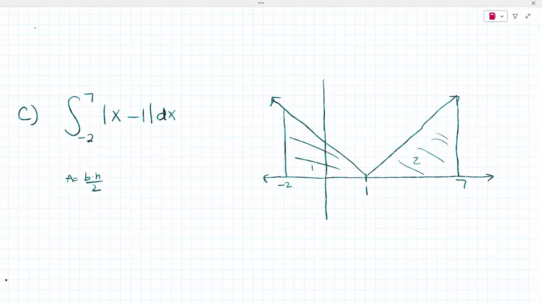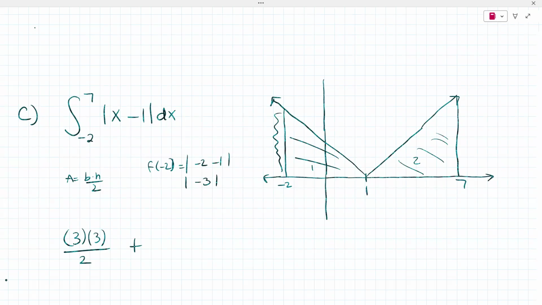So what's the base of this? What's the distance from -2 to 1? I believe that's 3. And what is the height? So the height would be this height right here. So you would just plug in f of -2 into your function. So that's going to be the absolute value of -2 minus 1, the absolute value of -3, which is +3, all over 2. Plus the integration from 1 to 7.